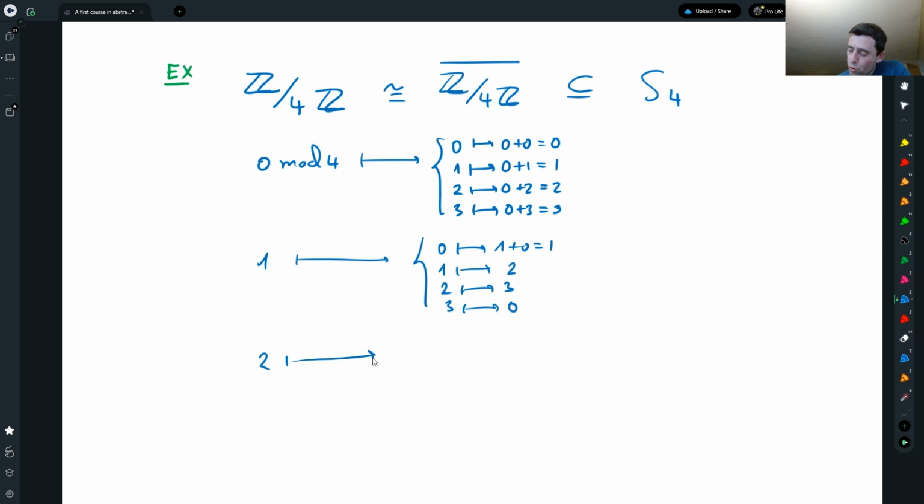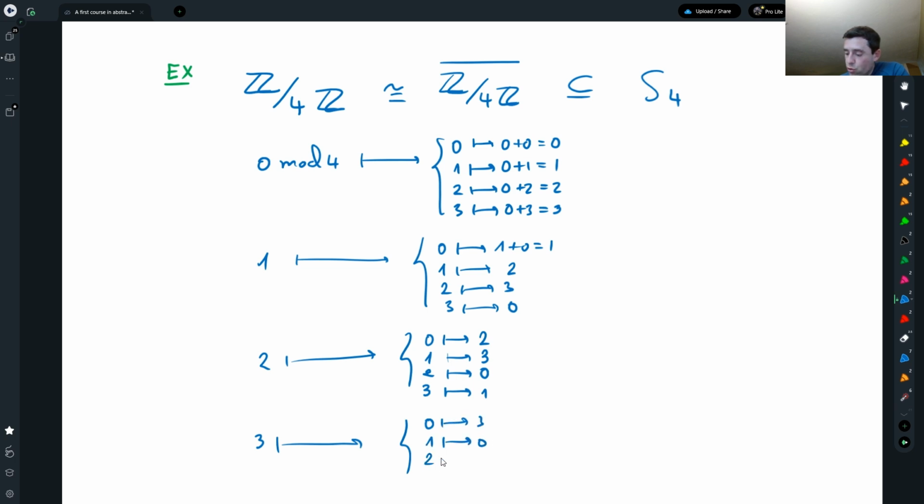2 will be sent to the map that sends 0 to 2 plus 0, so to 2, 1 to 2 plus 1, so to 3, 2 to 2 plus 2, and 3 to 2 plus 3, which is 1, and then 3 is the map that sends 0 to 3, 1 to 0, 2 to 1, and 3 to 2. So you can see that this is a permutation of the letters 1 through 4, or the permutation of the letters 0, 1, 2, 3. This is precisely the identity.